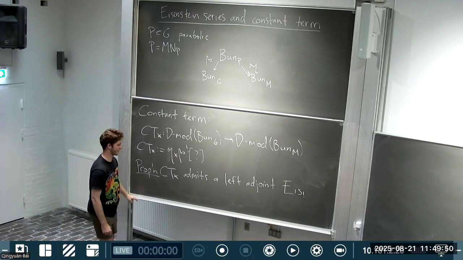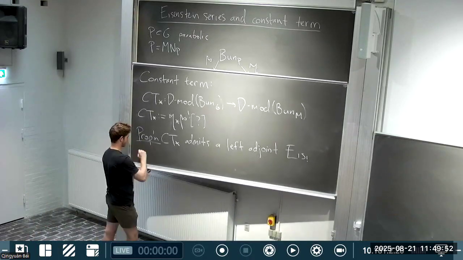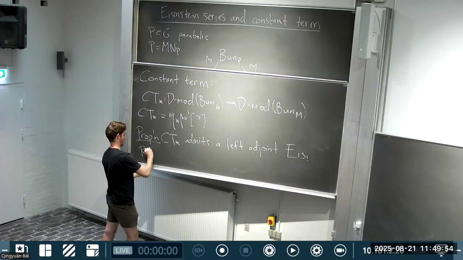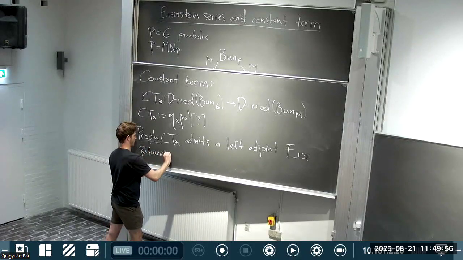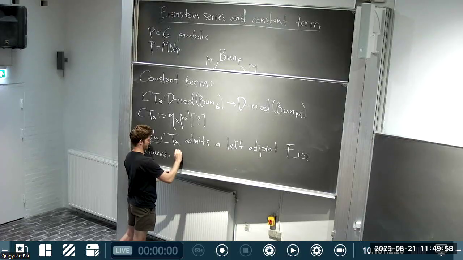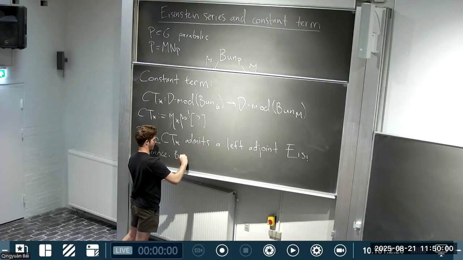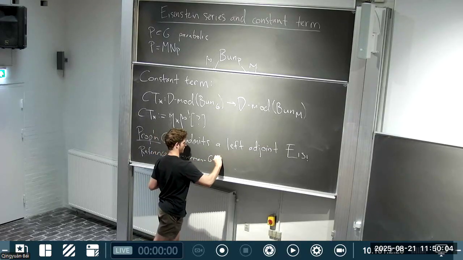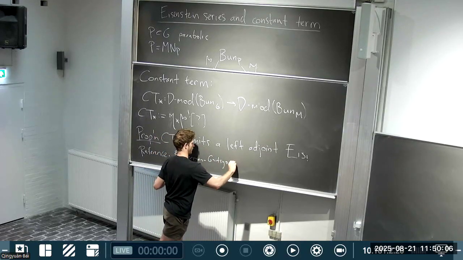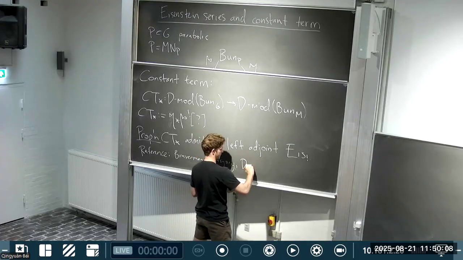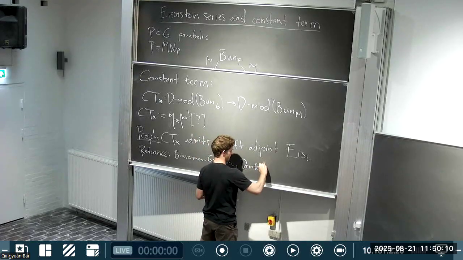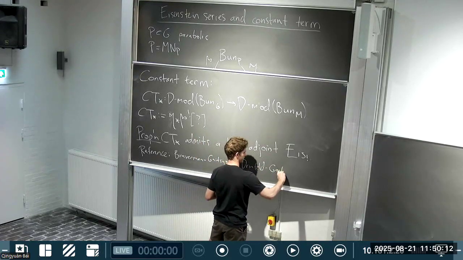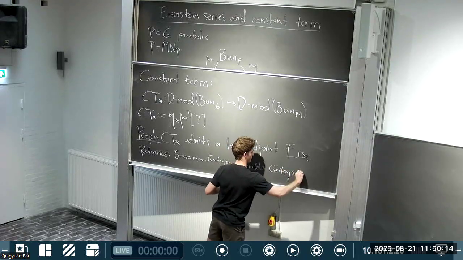So let me just say, I guess the reference is really the paper of Gaitsgory on Eisenstein series, which is a reference for a lot of this stuff. And then there's also the paper of Drinfeld and Gaitsgory on geometric constant terms, so it's another good place to look.